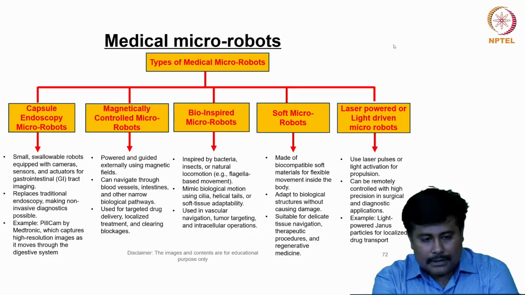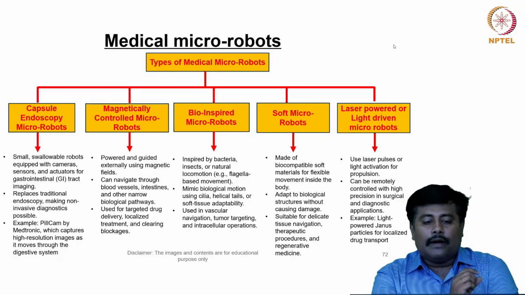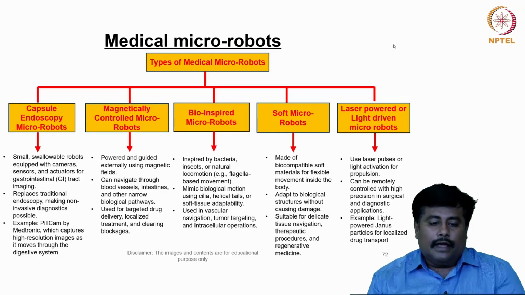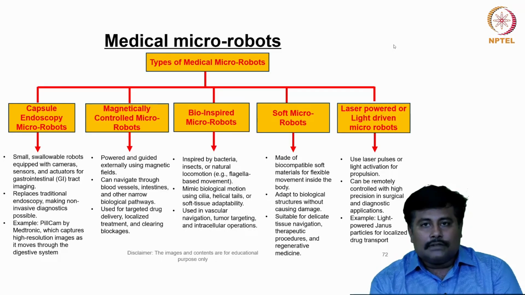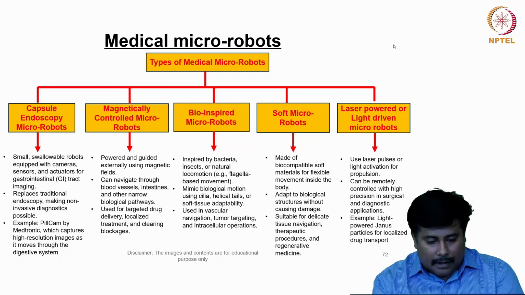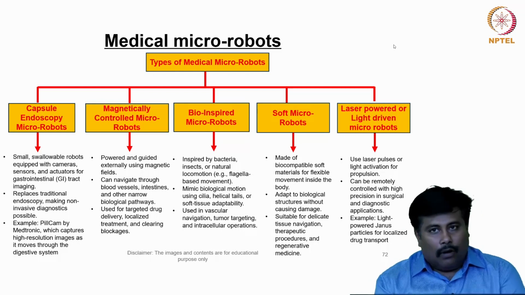When we consider magnetically controlled micro robots, these are powered and guided externally using a magnetic field. They can navigate through blood vessels, intestines, and other narrow biological pathways. They are used for targeted drug delivery, for localized treatment, and for cleaning blockages.